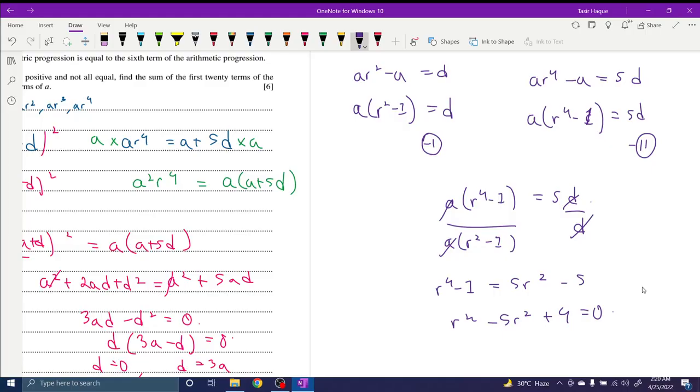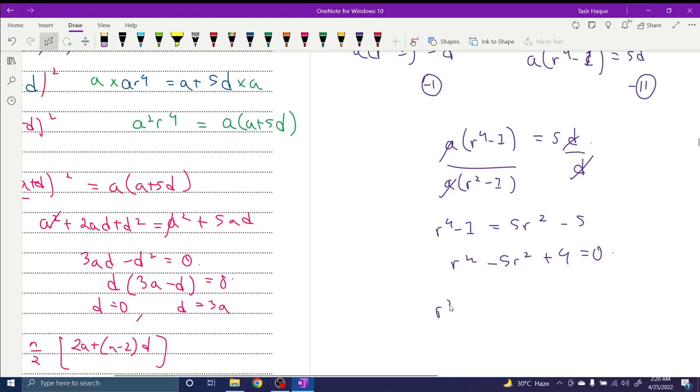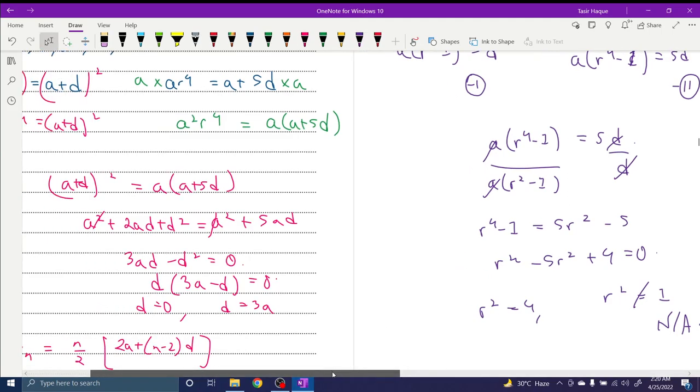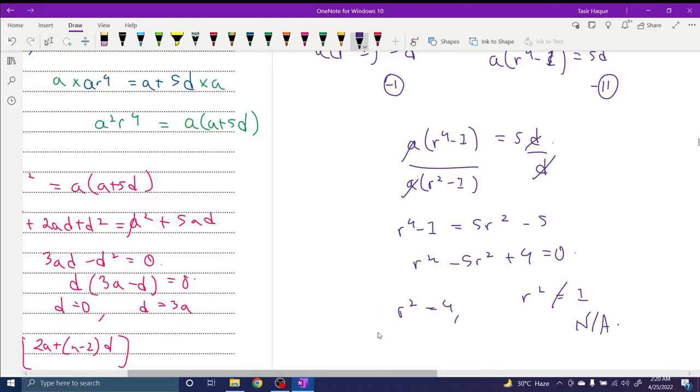1 minus 5, 4. Okay. So we're getting r square is equal to 4, and the other one r square is equal to 1. So this can't be the answer, because if r is plus or minus 1, right, the sequence won't exist. It will be the same value, just positive and negative over and over again. So it has to be plus minus 2. R is equal to plus minus 2, but we're going to pick 1.